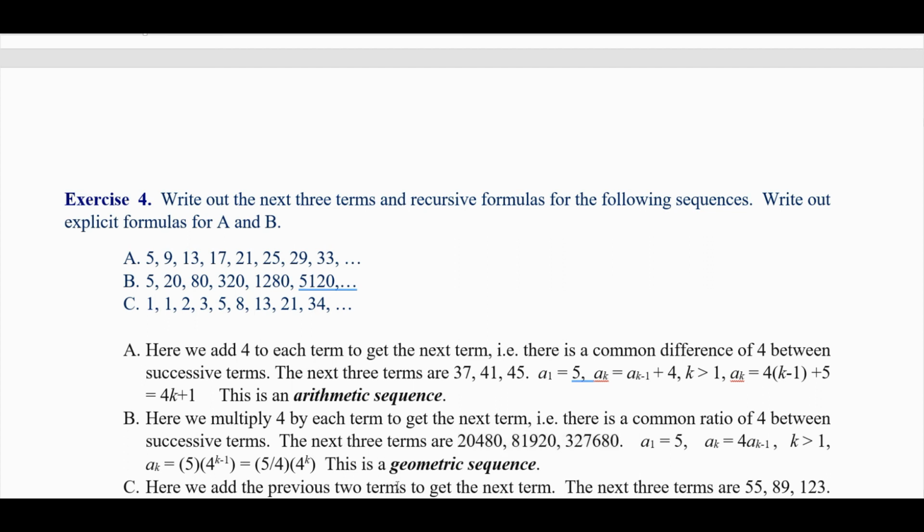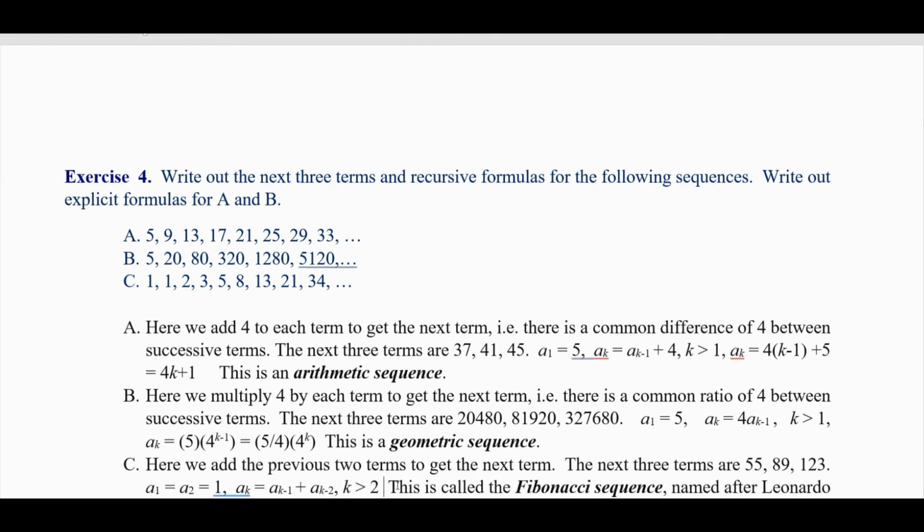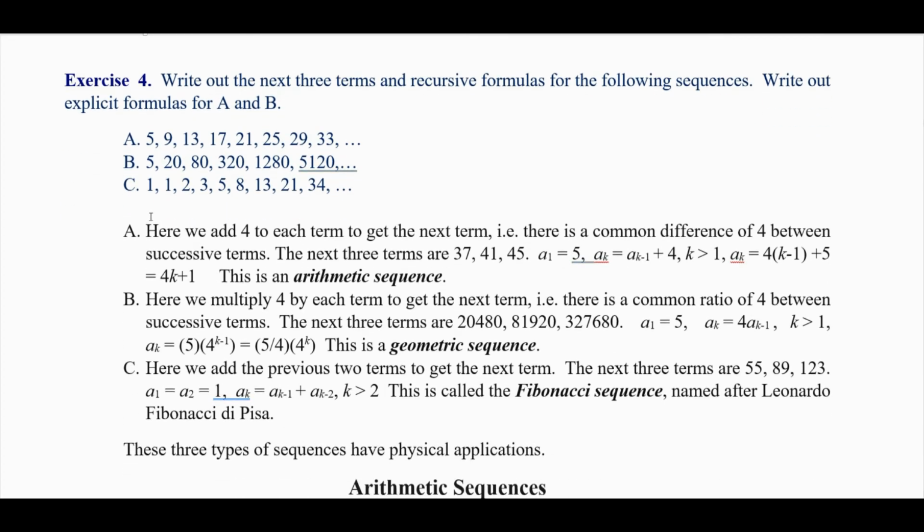Now the next one is a little interesting. The pattern here is add 1 plus 1 to get 2. 1 plus 2 is 3. Add 2 and 3 to get 5. 3 plus 5 is 8. 5 plus 8 is 13. 8 plus 13 is 21. 13 plus 21 is 34.